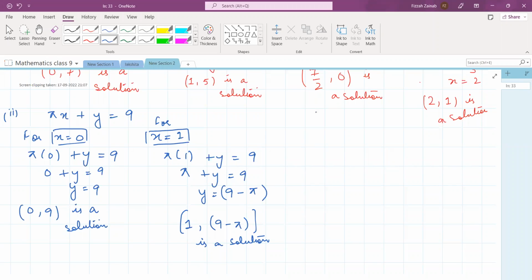Okay. So next, let's take y is equal to 0 this time, right? So I get pi into x and then plus 0 is equal to 9. So pi x is equal to 9. So your x is equal to 9 divided by pi. So that means 9 divided by pi because it is x, so you write it first. And then y is 0, so (9/pi, 0) is a solution.